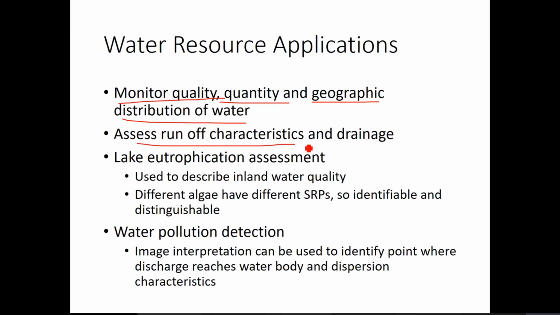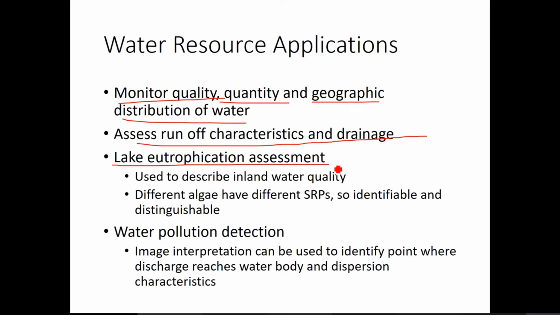And as I mentioned, assessing the runoff characteristics and drainage of a particular site, depending upon the type of soil, permeability of the soil, gradient of the site, topography of the site, land cover of the site, all these will contribute to runoff characteristics and drainage. So that can be studied.